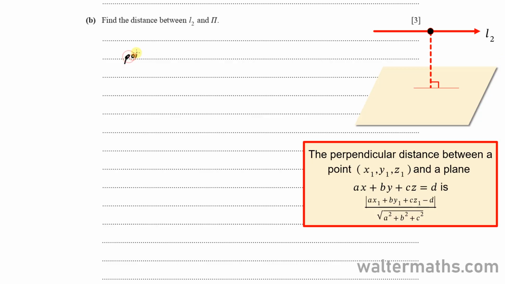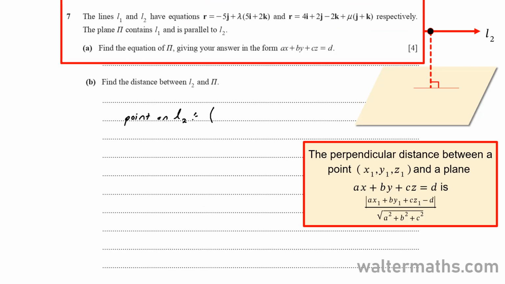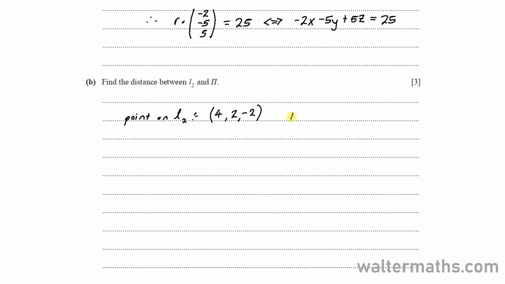Now the point on L2 is going to be, considering L2 here, 4, 2, and minus 2. And for the equation of the plane pi, we got it to be minus 2x minus 5y plus 5z equal to 25. So we can apply the formula here to say d is equal to, and for ax1, that will be minus 2 times 4, and it's plus by, which is minus 5.